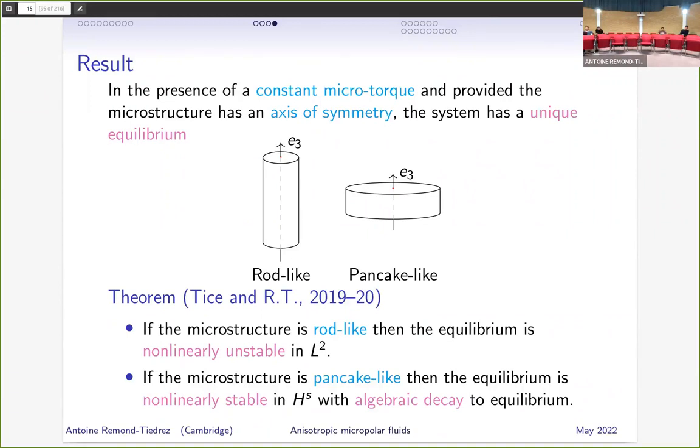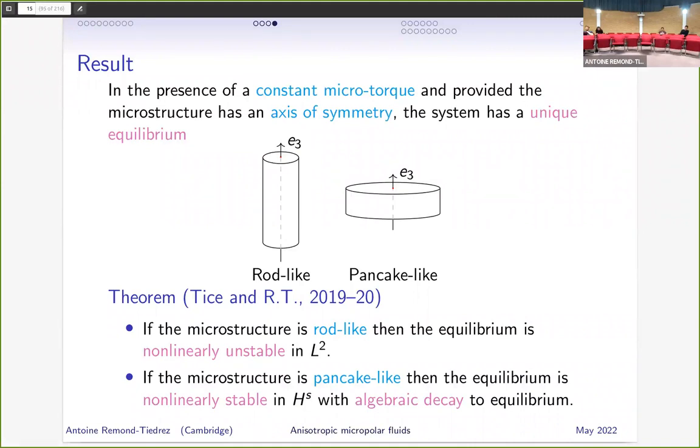Basically, what you would have liked is to get exponential decay. You don't get that. You get algebraic decay, where the rate of decay increases as the regularity index increases. So if you start with very regular data, you decay at a faster rate.